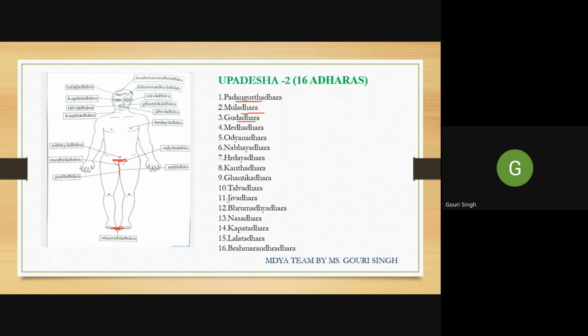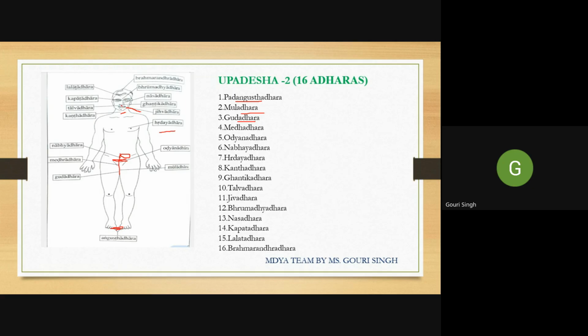Then your navel region, that is your Nabhyadhara. Because Nabhi is there, it is named the Nabhyadhara. Guda is there, so it is Gudadhara. Because Mula, meaning your perineum, and your anus are there, it is given the name in the Sanskrit manner. So the Nabhyadhara is the sixth one. Then the seventh one comes to your heart region, that is the Hridayadhara. Then the Kantha Adhara is also easy because it is present in the throat area. After that comes the Jiva Adhara, meaning your tongue.